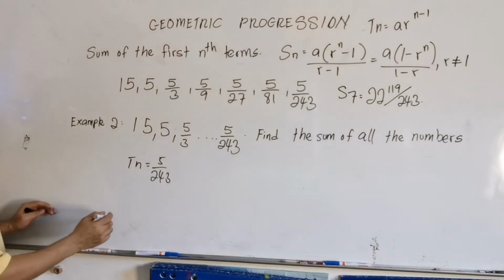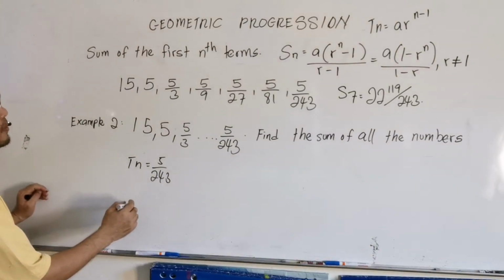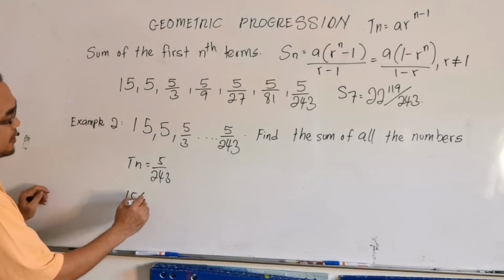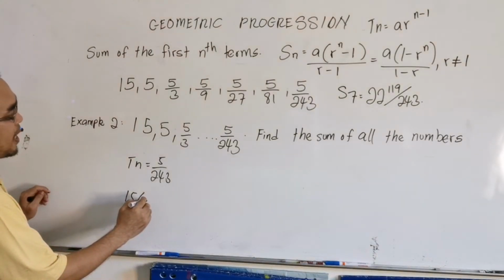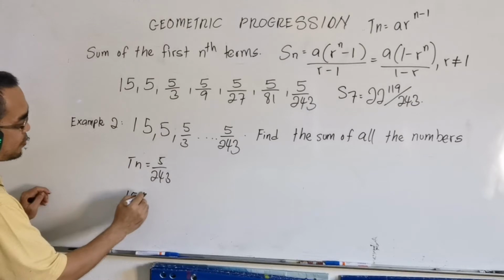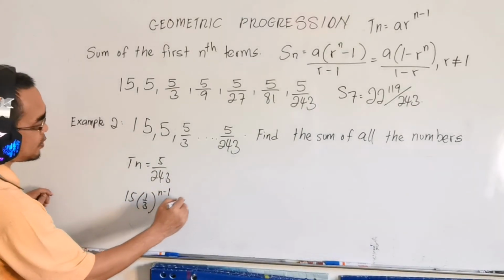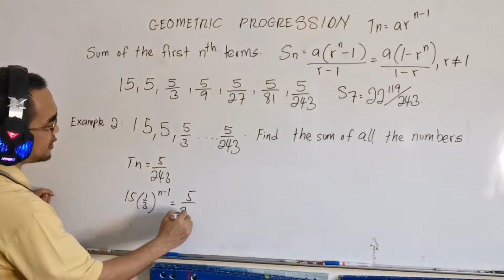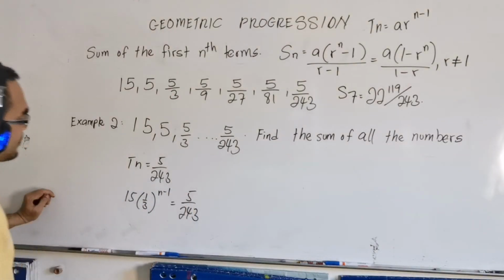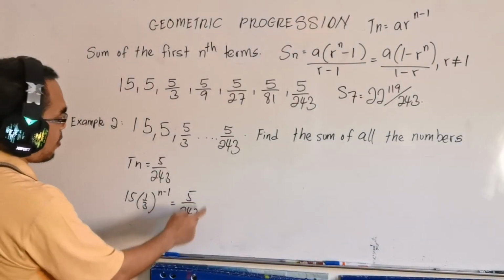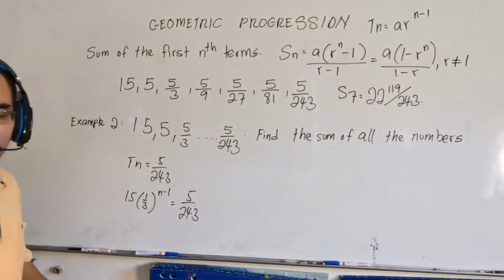So substitute a is 15, and r will be 5 over 15, which is 1/3. So 15 times (1/3)^(n-1) equals 5/243, and solve this equation. First, 5/243 divided by 15.